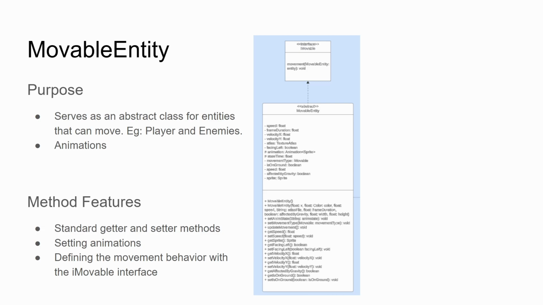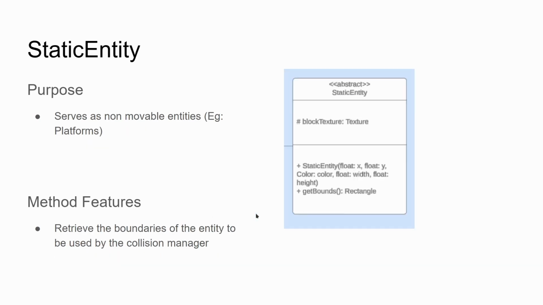The second child abstract class or entity is the static entity. The only special attribute it has is blocks texture, basically signaling the boundaries of the entity to be utilized by the collision manager. The method getBounds basically provides the boundaries of the static entity.